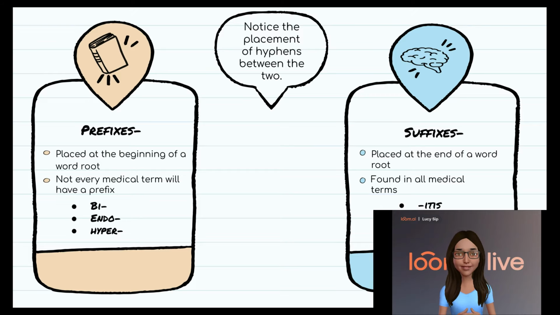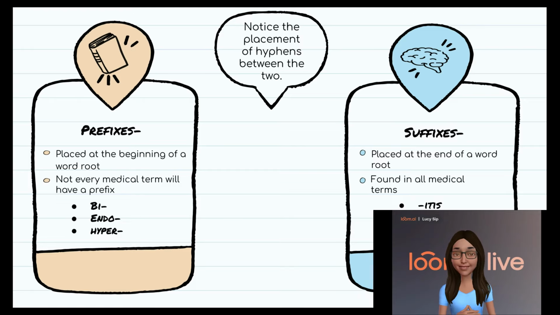As previously mentioned, prefixes are placed at the beginning of a word root to make a word more specific. Not every medical term will have a prefix. Let's take a look at some examples. Bi means two. Notice that with this word element, it precedes a hyphen, indicating that it is a prefix. The prefix endo means in or within. The prefix hyper means excessive or above.